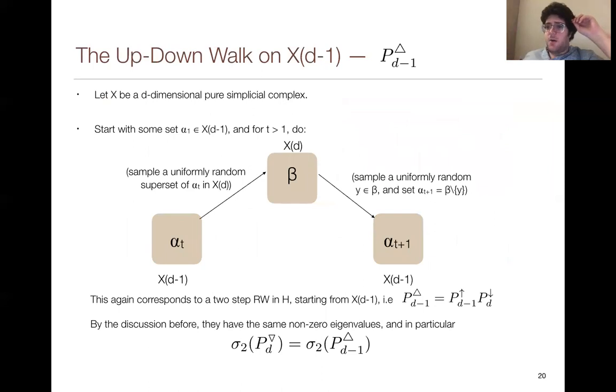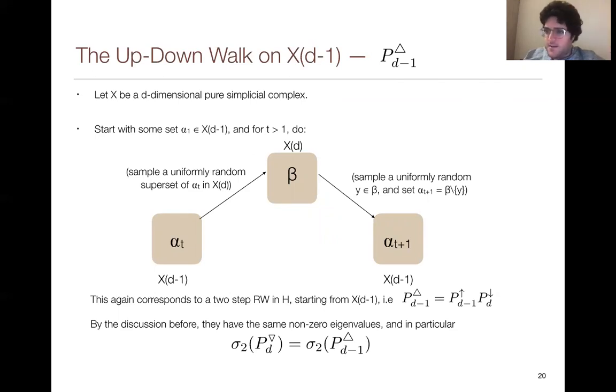Okay, so what is this other block? This other block is the so-called up-down walk. That is, it goes up and down. And it's described in a similar way, where I first start with a (d-1)-face alpha_t, and then I sample a d-face beta that contains alpha_t, and I sample it uniformly at random among all such faces. And then I sample some element y in beta, and I set alpha_{t+1} to beta without y. And again, this is a two-step random walk on the bipartite graph H, where we start from the left-hand side now.